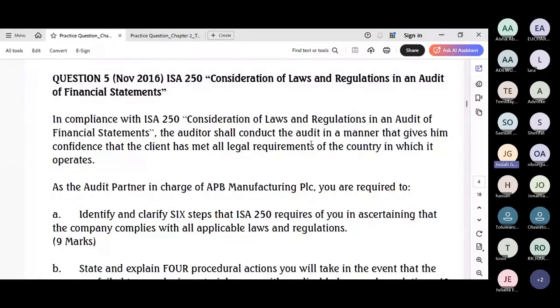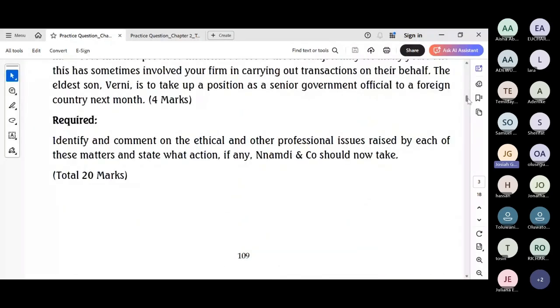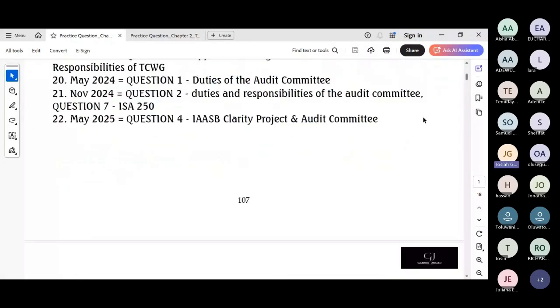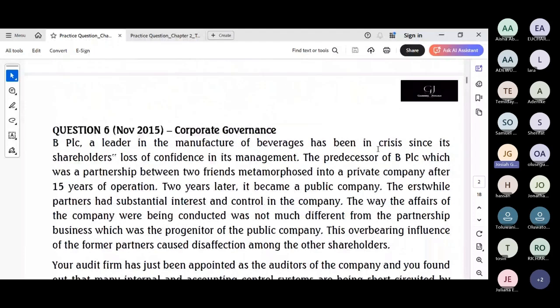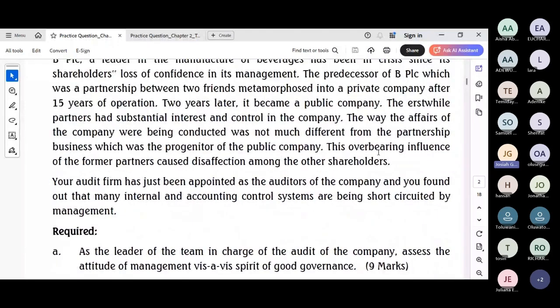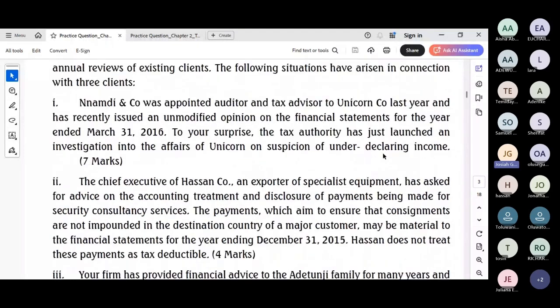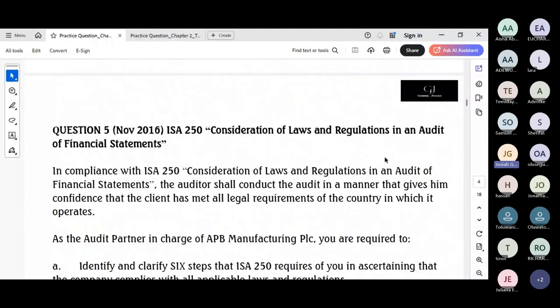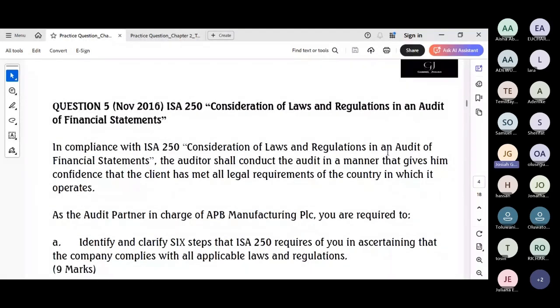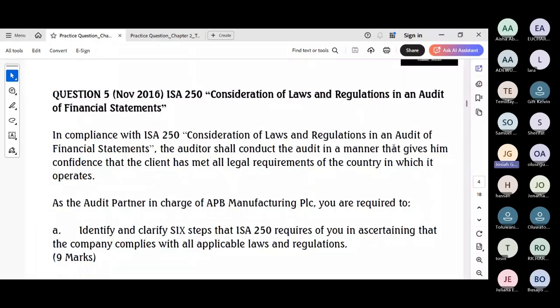We'll be looking at question 5. I haven't treated, I think we've gone through the first question 6, November 2015. We have gone through May 2016. Okay, I think it will be the third chapter 2 question. Okay, so question 5, November 2016 on ISA 250 still.